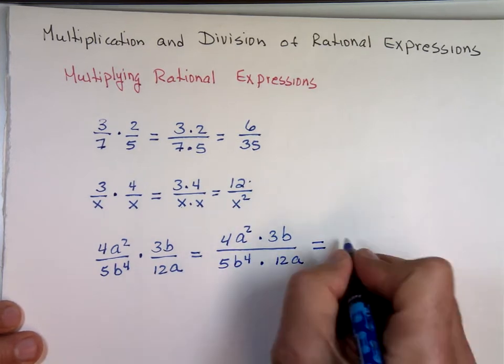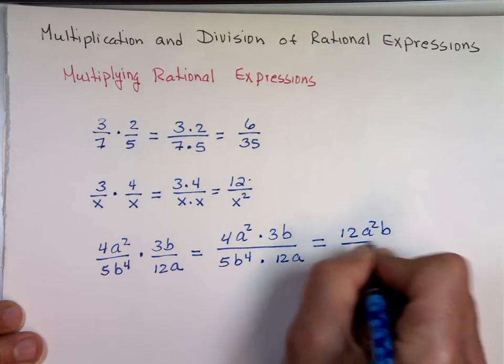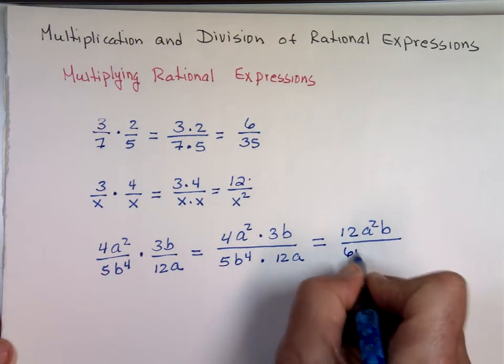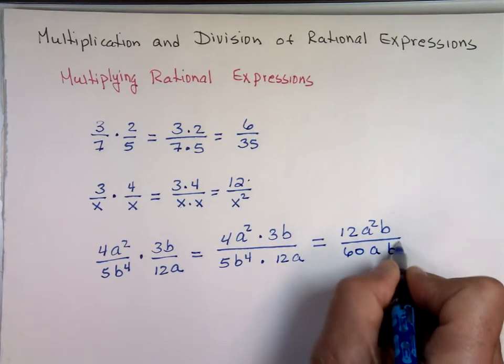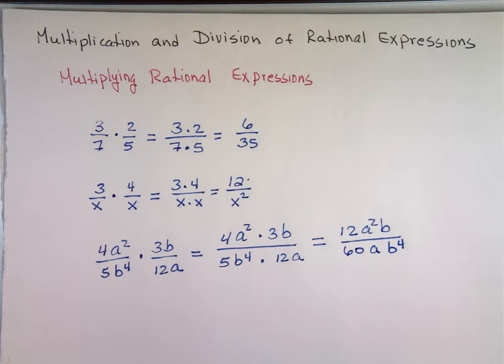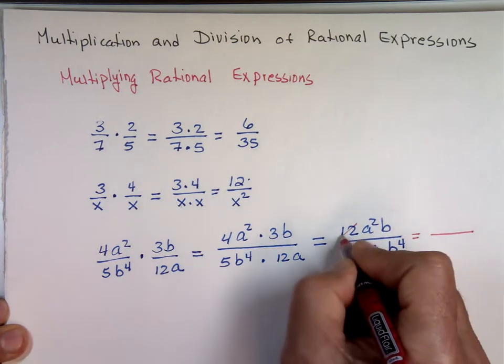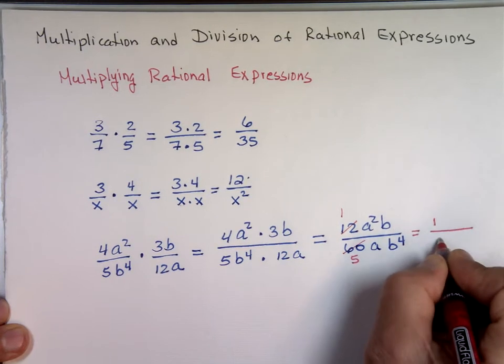4 times 3, that's 12. A squared b over 5 times 12, which is 60. 1 a and 4 b's. Now I've got to simplify that. Let's go back to pre-algebra. 12 and 60. Can I simplify that? By 12 this is 1, by 12 this is 5. So 1 on the top, 5 on the bottom.